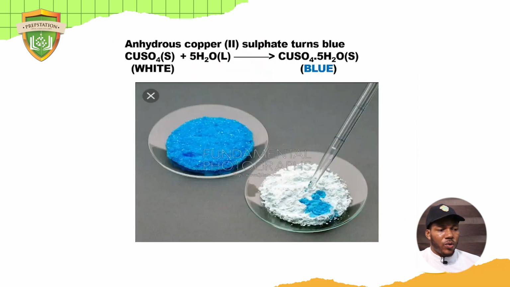Another test is what? When you add water to anhydrous white CuSO4, this is your CuSO4, okay? When water is added to it, it changes the color to what? To blue. So this equation on the screen is another aspect of the test for water.